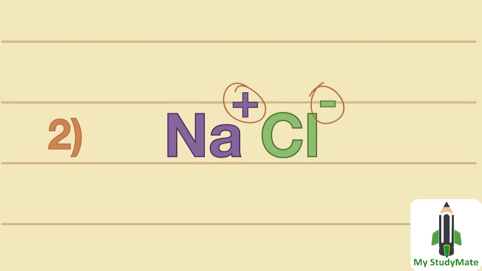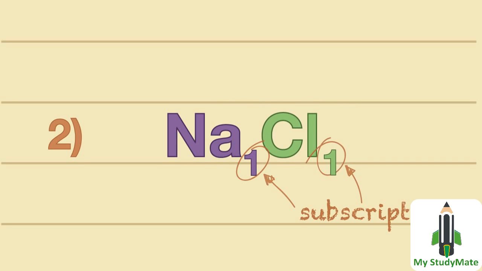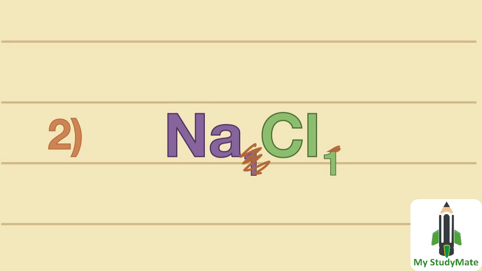Write down the ions side by side along with their charges. Remember that the charges are written in superscript. Now circle the charges and crisscross them just like how it is done here. We will bring the charges down so that they are in subscript.